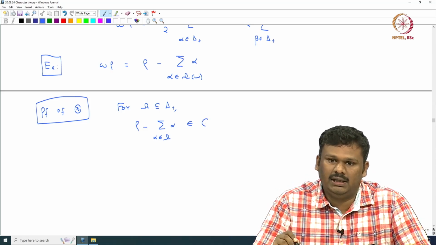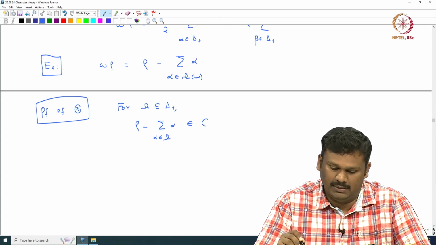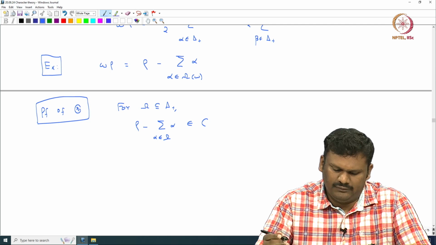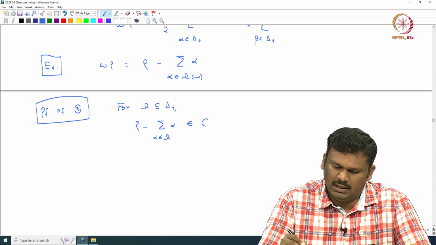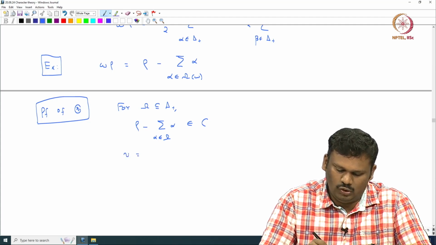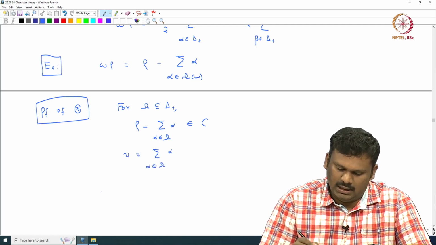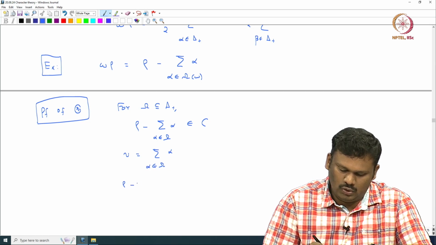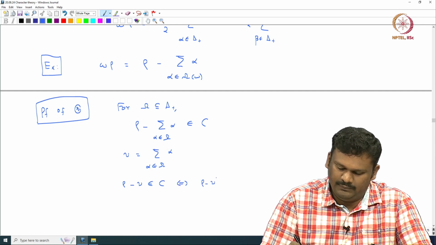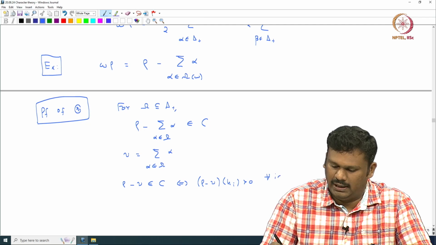Whenever omega is empty, this element is just rho, which we know already lies in the fundamental chamber. Now if rho minus the sum of alpha, alpha in omega, lies in C, then what does it say? For example, we can set V to be the sum of alpha, alpha in omega. Then it is clear that rho minus V lies in C if and only if, when you apply Hi to rho minus V, it is positive for all i in 1 to n.